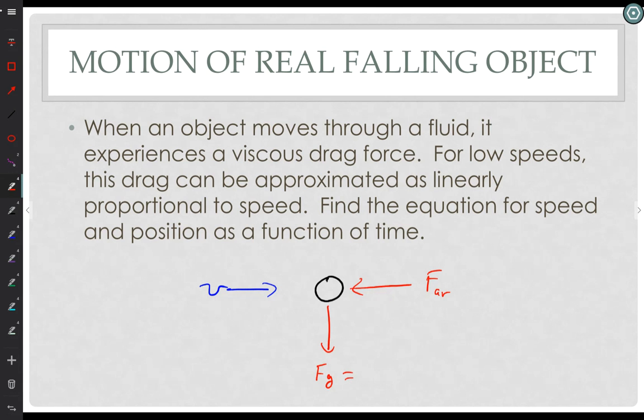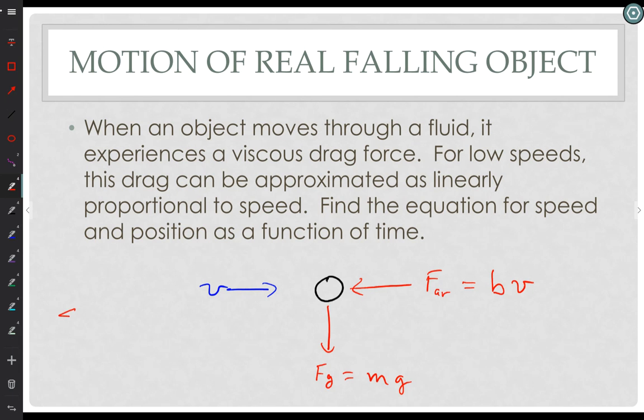Okay. Force of gravity is mg. Force of air resistance, we have for our equation here that it's approximately linear with speed, so that's going to be equal to some constant times the speed.